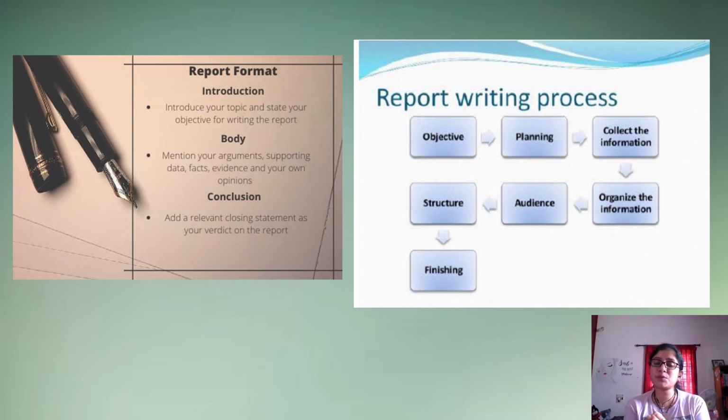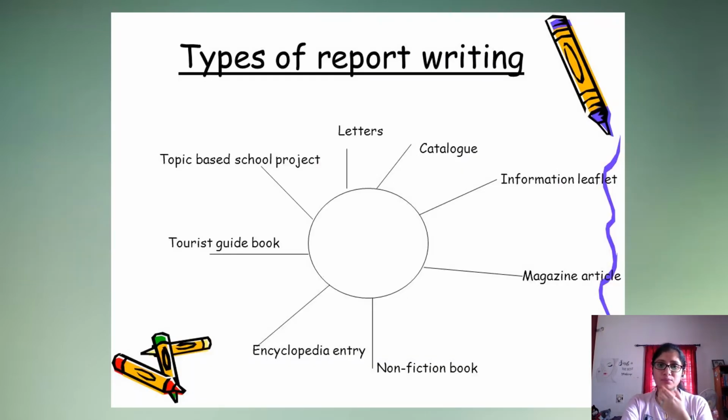So these are the steps that you should go through when you are generating or writing a report. Now that we know all that, what are the types of report actually? I said there is not only one type of report. A letter is a report, a catalog is a report, an information leaflet, magazine, article, non-fiction book. There are lots and lots of reports. Whenever you write about a true event, that becomes a report, but it is segregated into different types.